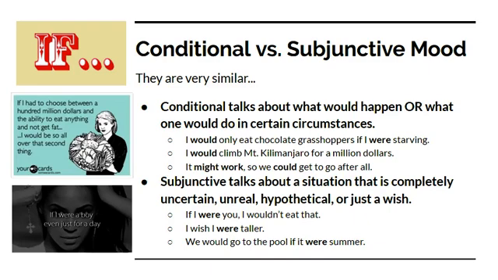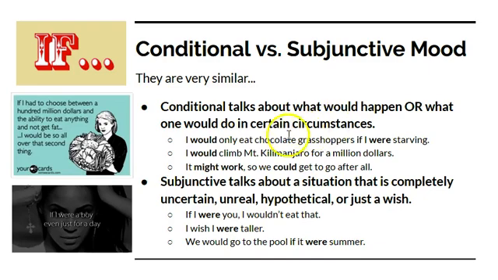The most challenging kind to understand is conditional and its cousin, subjunctive mood. And they're a little tricky because they're similar. Conditional mood talks about what would happen in certain circumstances. So conditional is plausible or possible.